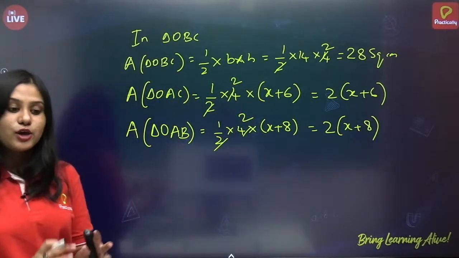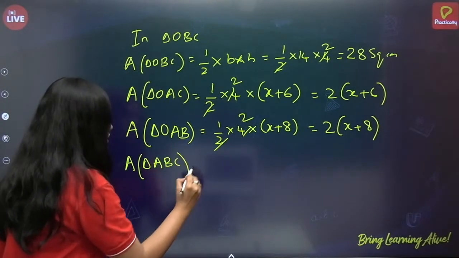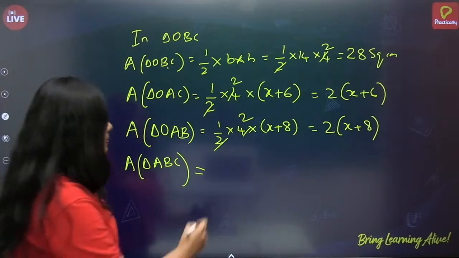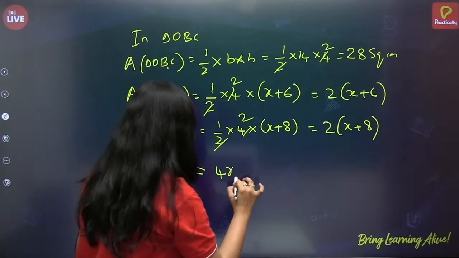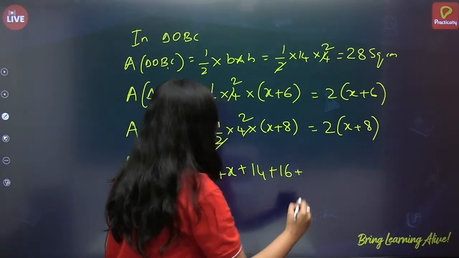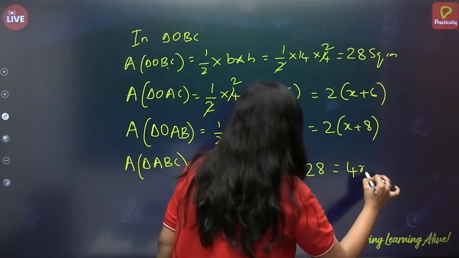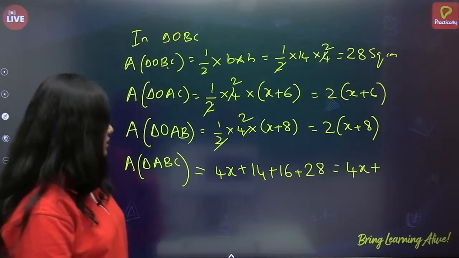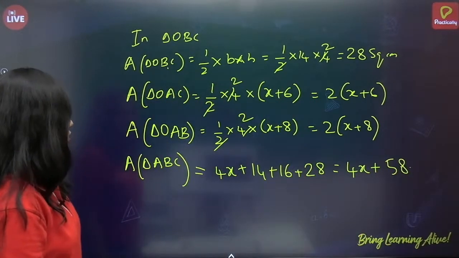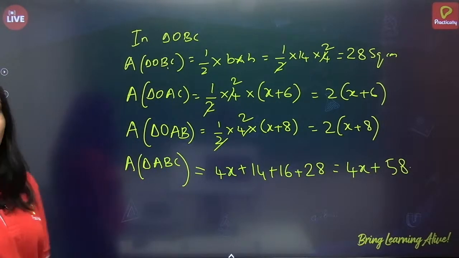Now what will be the area of complete triangle? Area of triangle ABC is equal to the sum of areas of all the 3 triangles. Correct? So do the sum. 2x plus 2x, 4x, plus 2 6s are 12, 2 8s are 16, plus 28. So we'll be getting 4x plus 12 plus 16 is 28, plus 28, 56. Correct? Yes, so we'll be getting 4x plus 56.